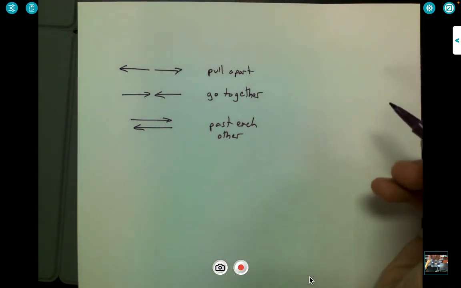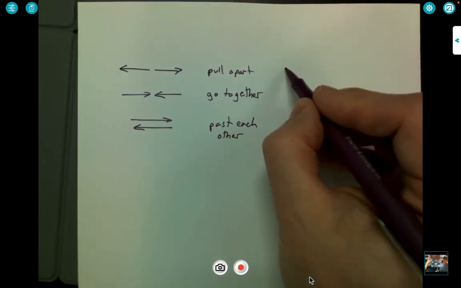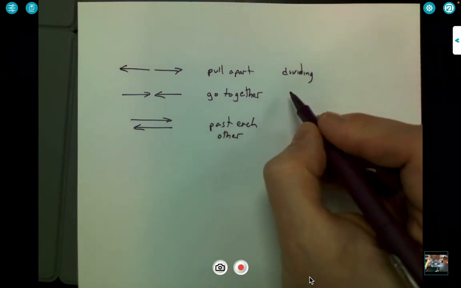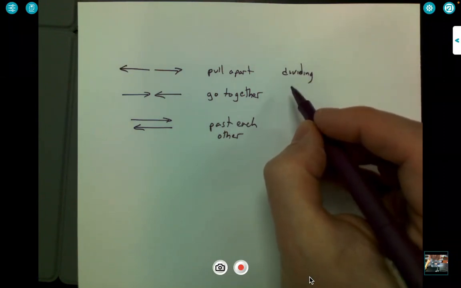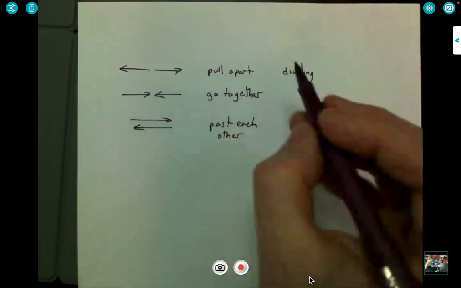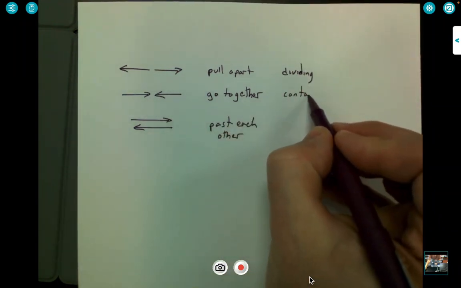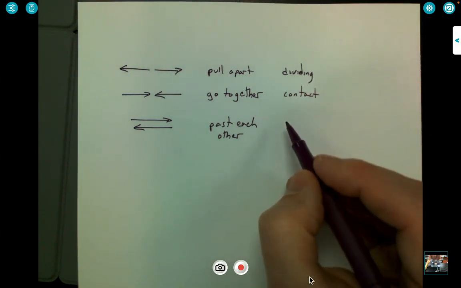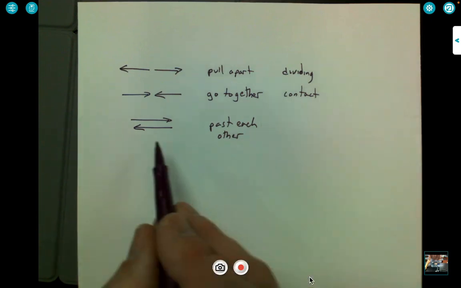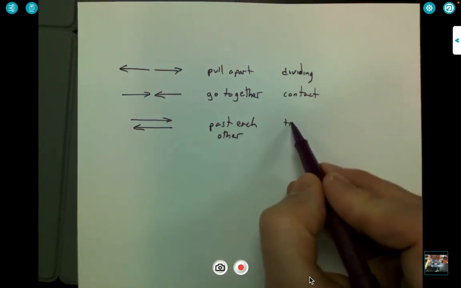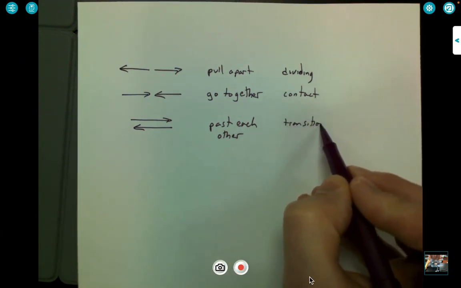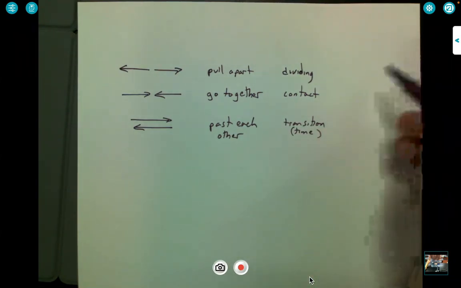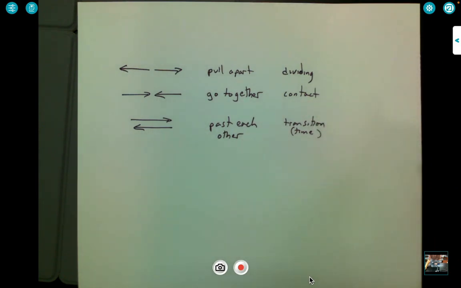And if we wanted to get it down to one word, we could say these are dividing. These are going into contact. They're gonna touch, so they're gonna contact each other. And these are almost like people passing in the hallway, like transition time. So we're gonna put that in there. And the reason I'm doing this here is to help us remember what the words are.